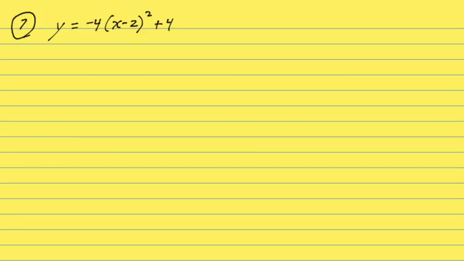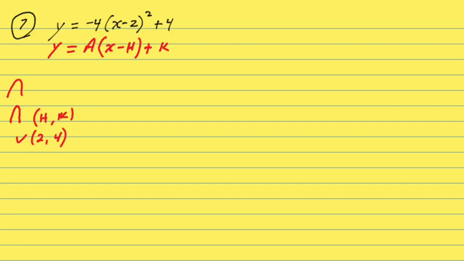Here is 7. Again, y equals a, because a is negative means it opens down. Because it's bigger than 1, it's going to be narrow, or the absolute value of a. Going to be narrow. I know it's x minus h, so I believe the h would be a 2. Plus k, it means that k is going to be 4. That's going to be your vertex. So the vertex is going to be at 2, 4, and it's going to open downward.